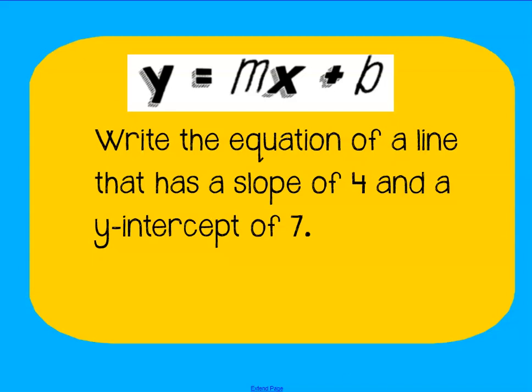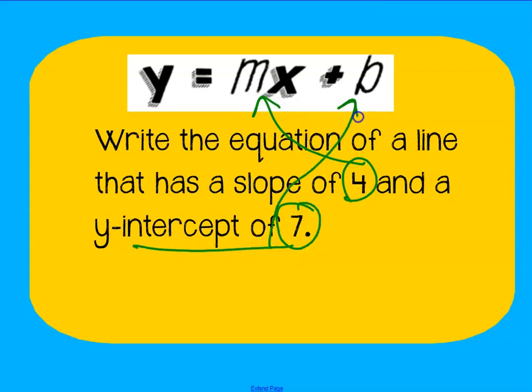In this part of the lesson, you're going to create your own y equals mx plus b sentence, or you're going to write your linear equation given a particular slope and a particular y-intercept. So if I told you that I wanted you to write the equation of a line that has a slope of 4 and a y-intercept of 7, then you would need to write the 4 in the coefficient position and the 7 in the y-intercept or constant position.